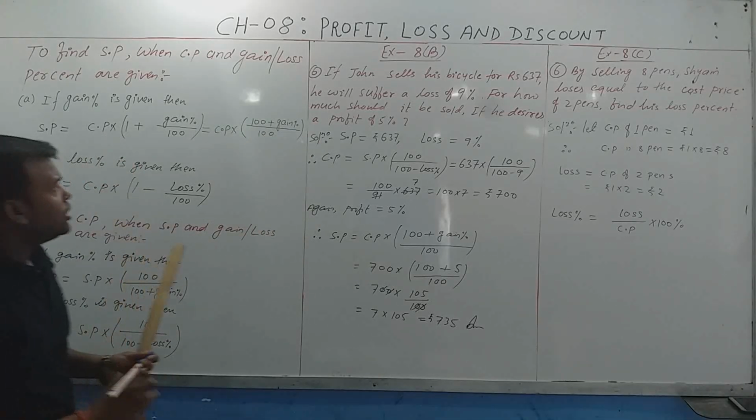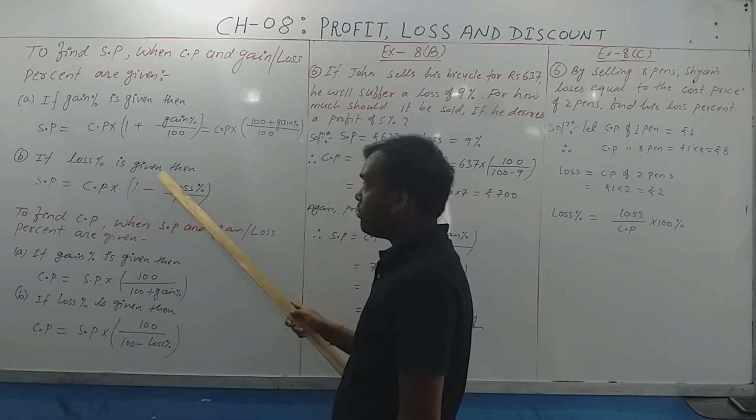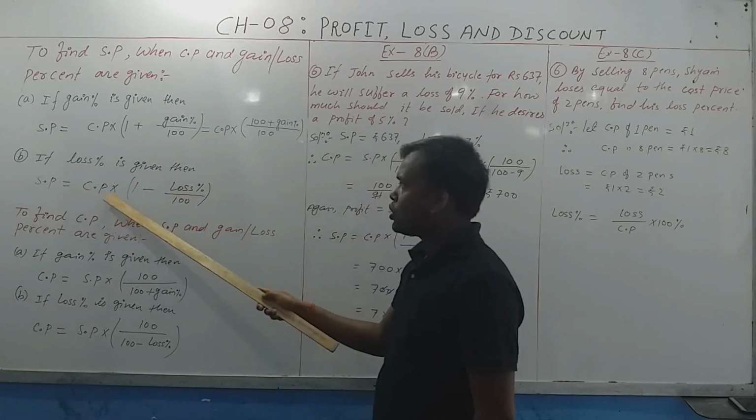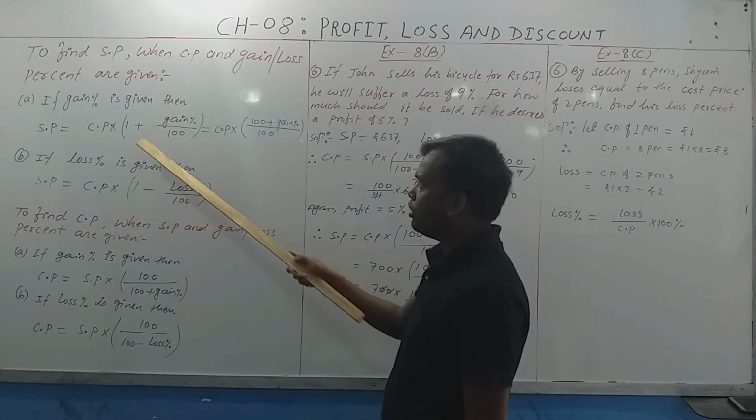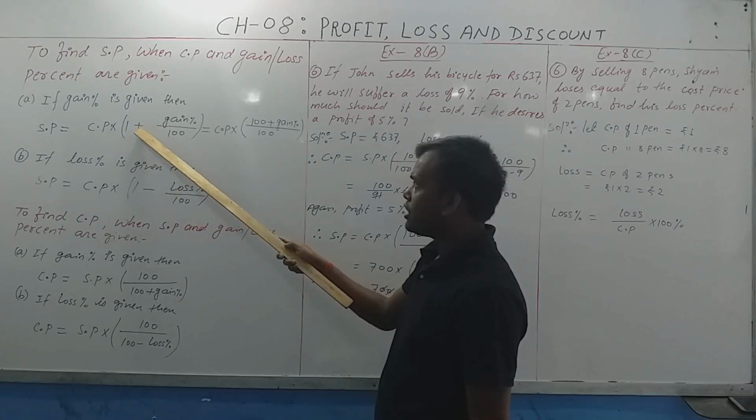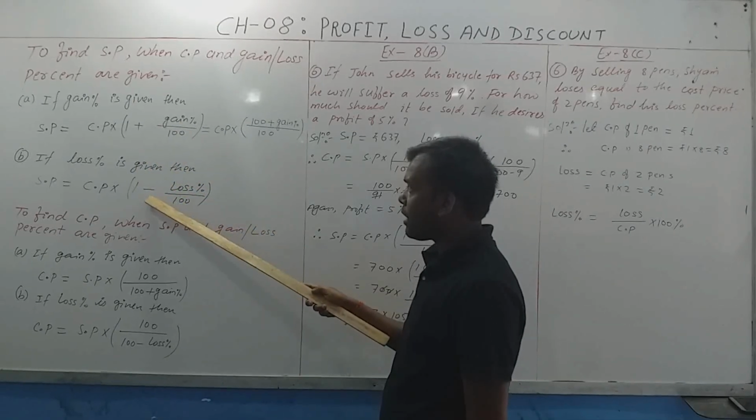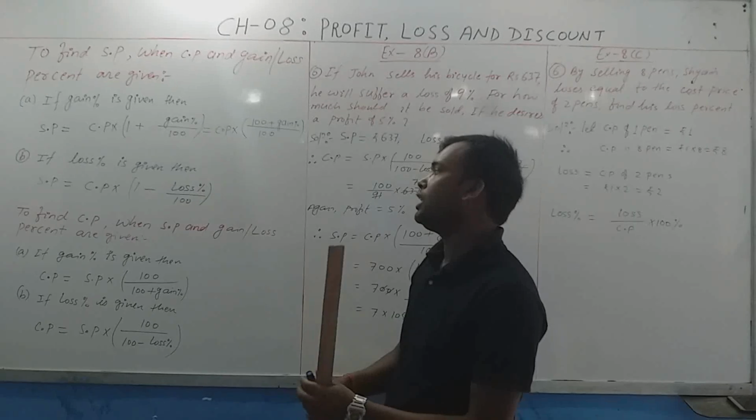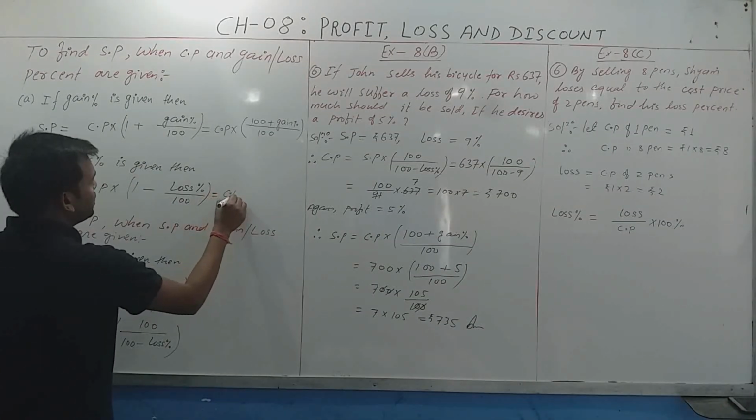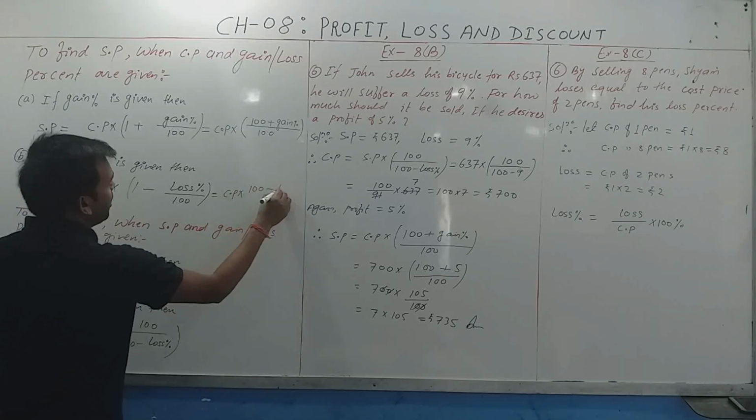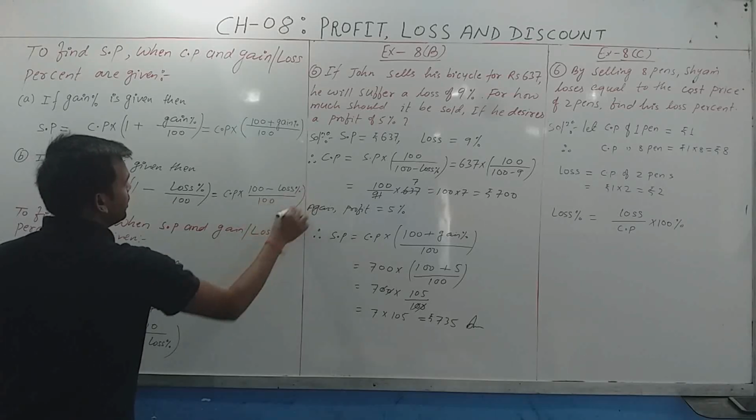Now the second one for the loss: if loss percent is given, SP is equal to CP into 1 minus loss percentage by 100. There is no change in the formula, only a change in the symbol. There is a plus and there is a minus. Why is it plus? Since it is the gain percent. And why is it minus? Since it is the loss percent that is given. Even you can write this formula in the simplest form, CP into 100 minus loss percent divided by 100.